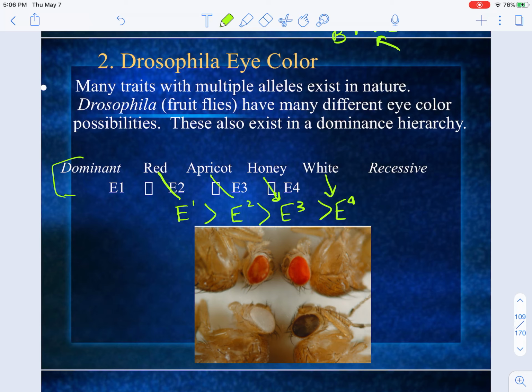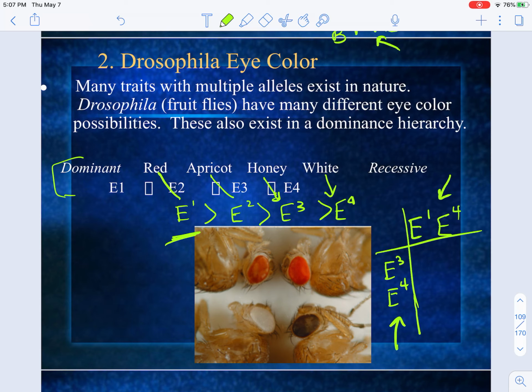So with this hierarchy, what you can do is try things like, here's a red-eyed fly that's carrying a white eye allele, and if you cross that with honey color carrying a white eye allele, this is really a red-eyed fly, because the color is going to be the color of the most dominant on your hierarchy, and this fly is going to be a honey-eyed color fly.